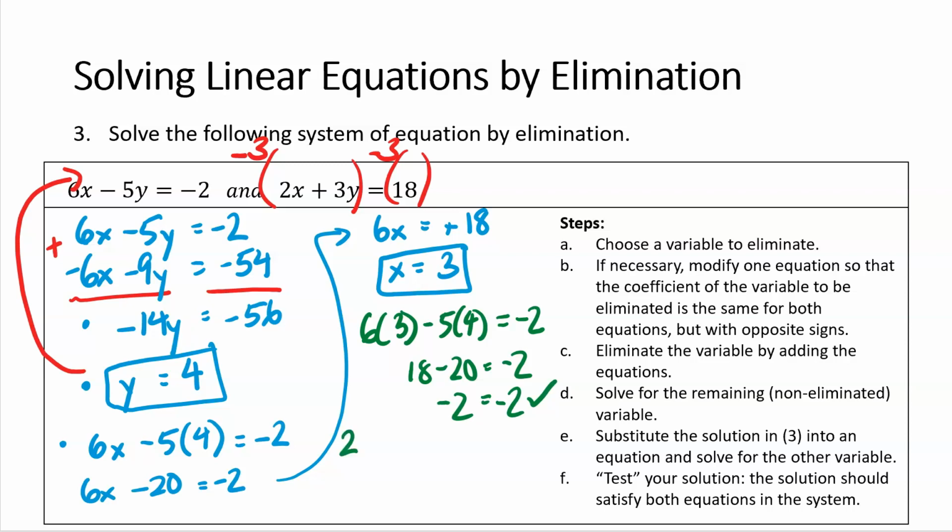Testing the second equation. 2 times x plus 3 times y. Does that equal 18? Well, 2 times 3 is 6. 3 times 4 is 12. Does that equal 18? 6 plus 12 is 18. That does equal 18. Our solution of x equals 3 and y equals 4 works. It is the solution, or the intersection, to that system of linear equations.